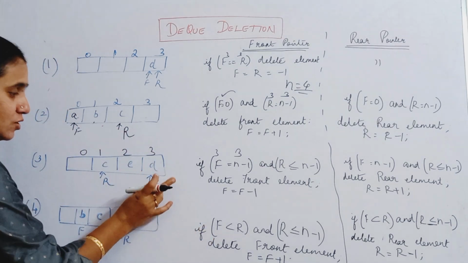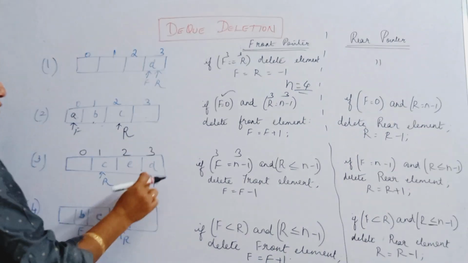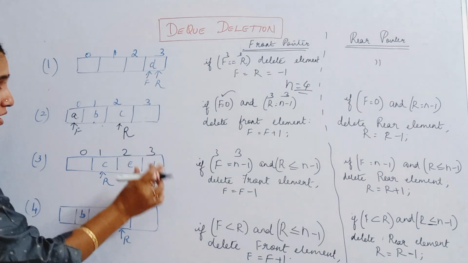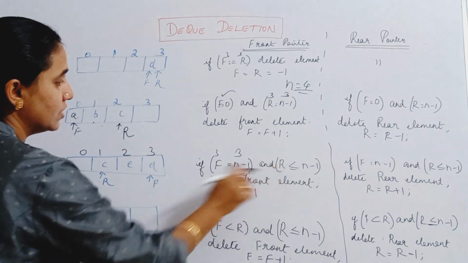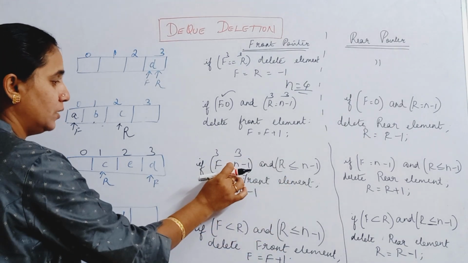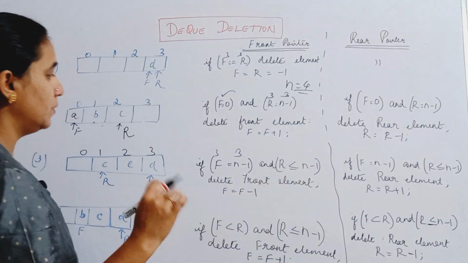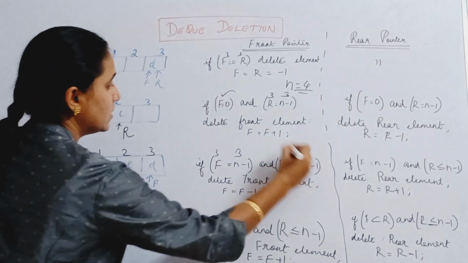If this type of case is present, how do we do it? f is holding the last index value of the data structure. For that, you have to use this condition: f is equal to n-1. Okay, if this is true and r is less than or equal to n-1. So what is the r value here? The r value is 1. So this is less than 3.